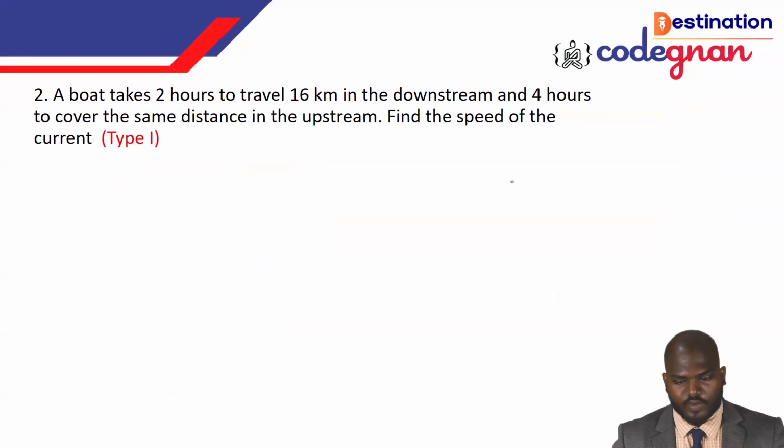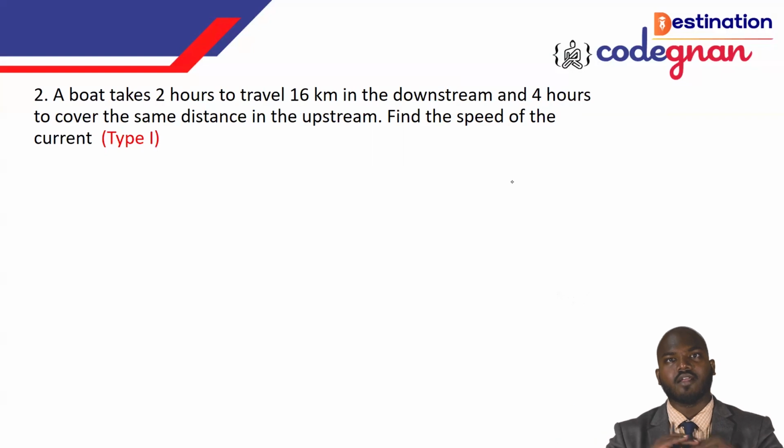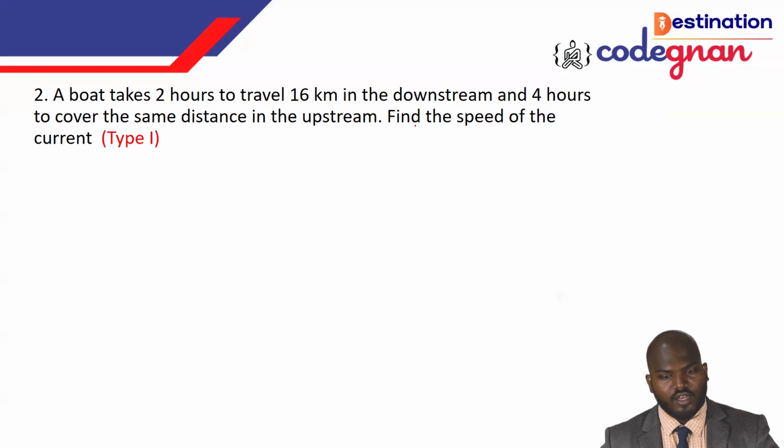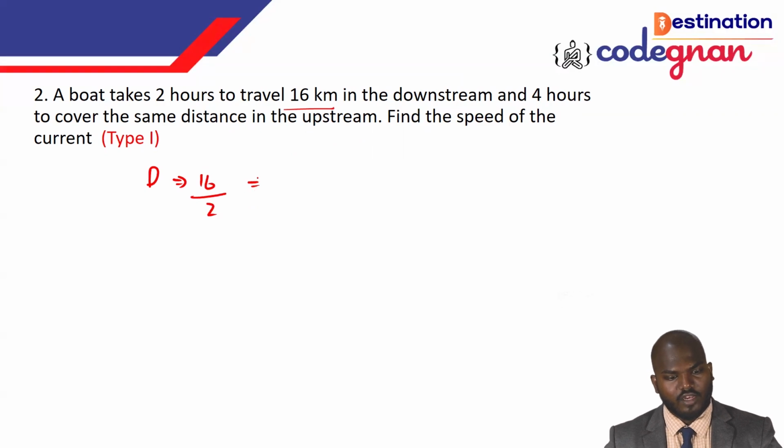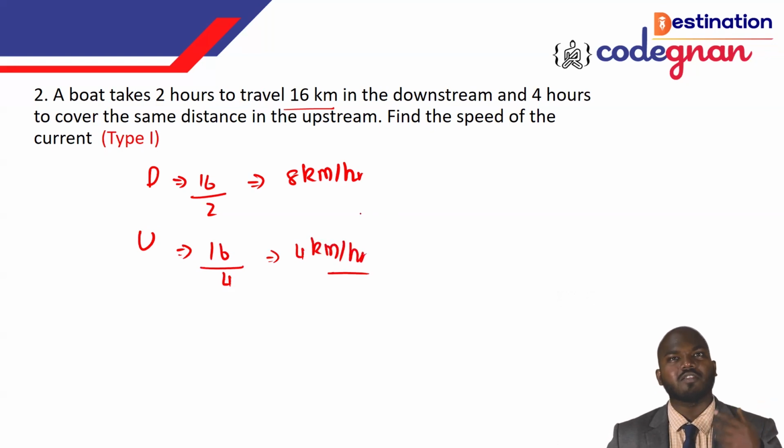Going to the further question, guys, you see this one: a boat takes 2 hours to travel 16 kilometer downstream. The boat takes the same 16 kilometer to cover the same distance upstream. Then 16 by 2 downstream is 8 kilometer per hour. Going to upstream, that is 16 by 4, which is 4 kilometer per hour. So now, what do we mean by the speed of current?